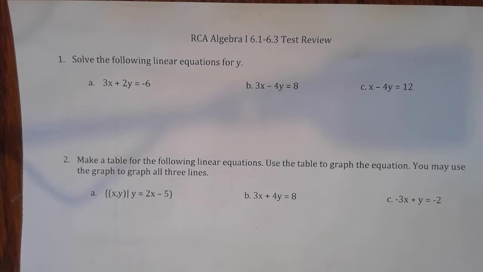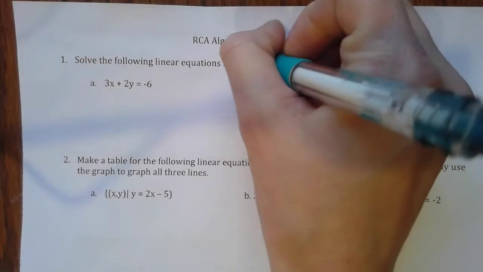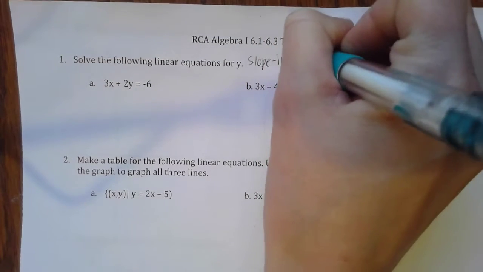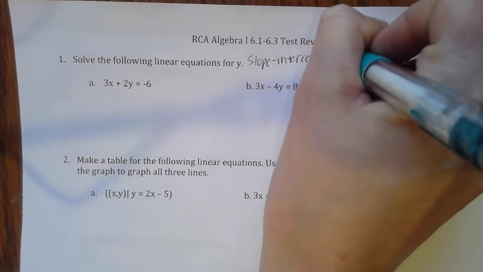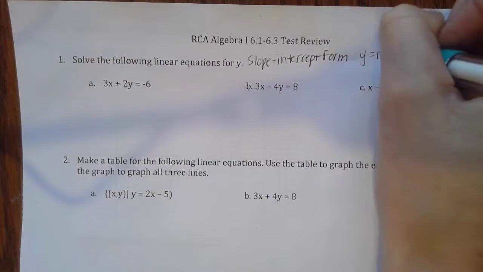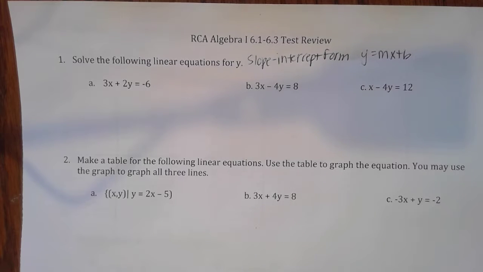Okay, so we're going to do all the A problems first, and then we'll do all the B's and then all the C's. Number 1 says solve the following linear equations for y. So this just means to put it in slope-intercept form. Your directions may say that. Remember that slope-intercept form is just y equals mx plus b. Okay, so we want to just solve them all for y.